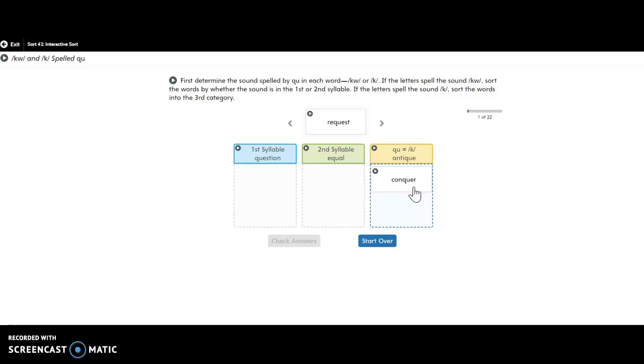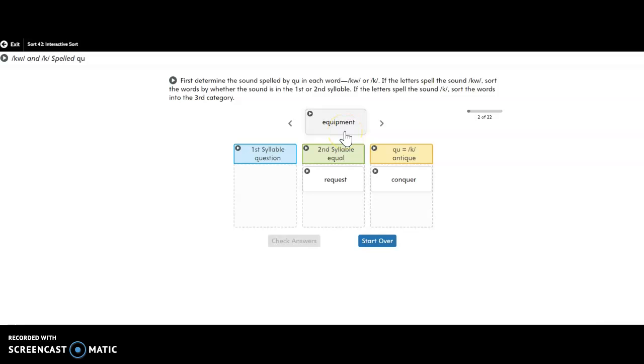Next we have request. Request. Another word for ask. If you ask someone, you're requesting something of someone. And when we say this word, request, we hear the qu, right? The QU, not as just a k. It's not rekest, it's request. And it's not in the first syllable, so I'm going to stick it here in that middle category.